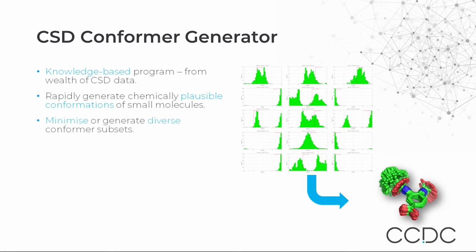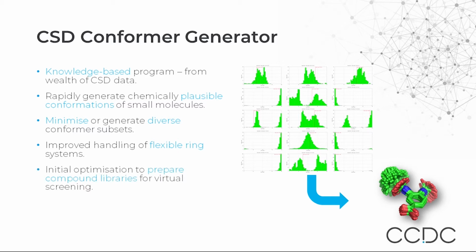The CSD Conformer Generator provides the ability to both minimize molecular conformations and also generate diverse conformer subsets based on CSD data. So given a molecule in 3D, the bond lengths, angles, and dihedrals are minimized based on average values taken from Mogul, and then the rotamers and ring distributions are assigned. The new version has improved handling of flexible ring systems. It is fast and it is useful not only to generate plausible conformations of specific compounds, but also as an optimization step to prepare compounds for virtual screening.